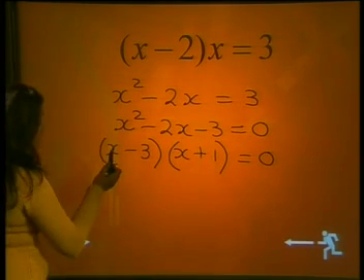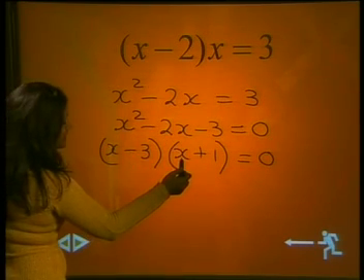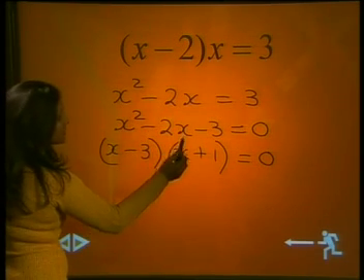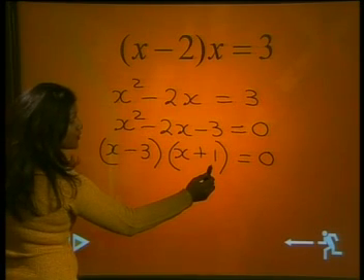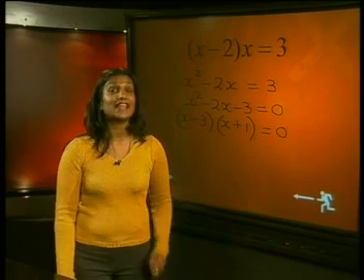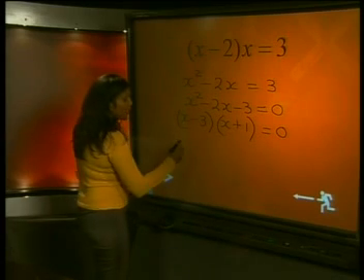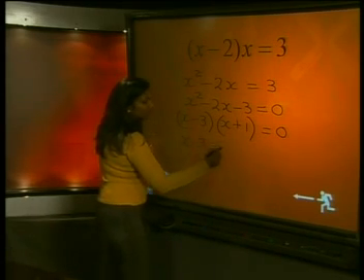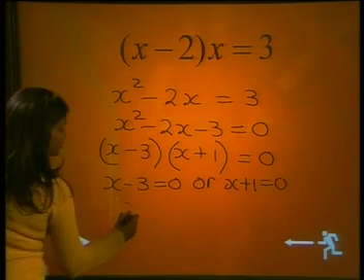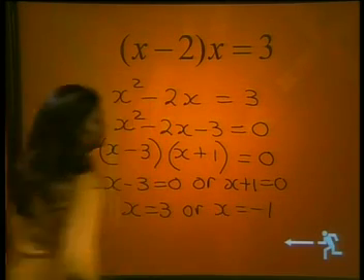Let's do a quick check. X multiplied by x gives me x squared. Negative 3 multiplied by x gives me negative 3x, plus x times 1 gives me x, so negative 2x. Negative 3 multiplied by positive 1 gives me negative 3. Now it's easy. Here we have two factors multiplied together to give us 0, so we can write x minus 3 is equal to 0 or x plus 1 is equal to 0. And this simplifies to x is equal to 3 or x is equal to minus 1.